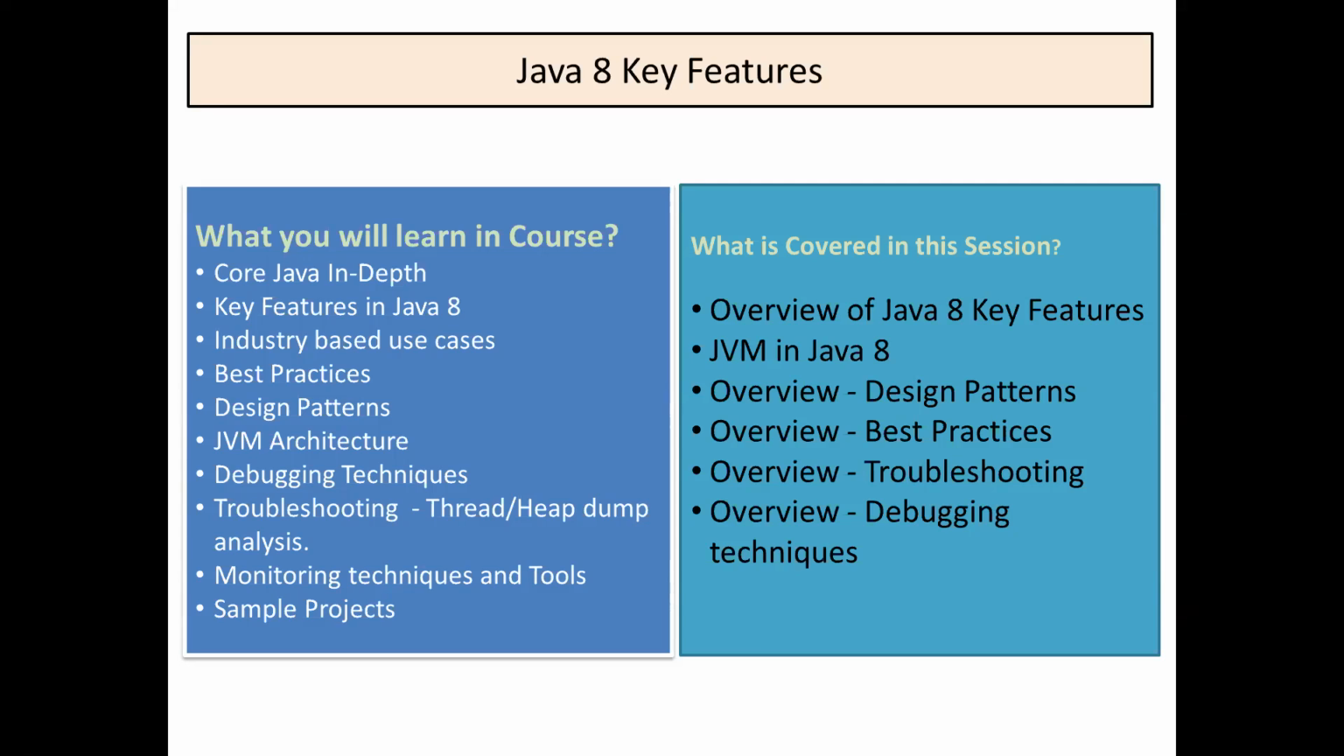A virtual machine will be running on any operating system. It will be utilizing the operating system resources to run our program. And this JVM is the one which makes Java platform independent, which can run on any operating system. So that's a unique feature of Java, as you guys might be aware.